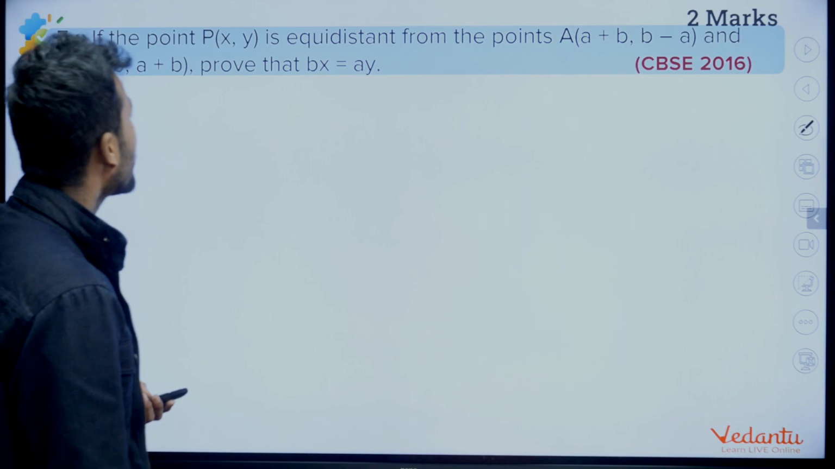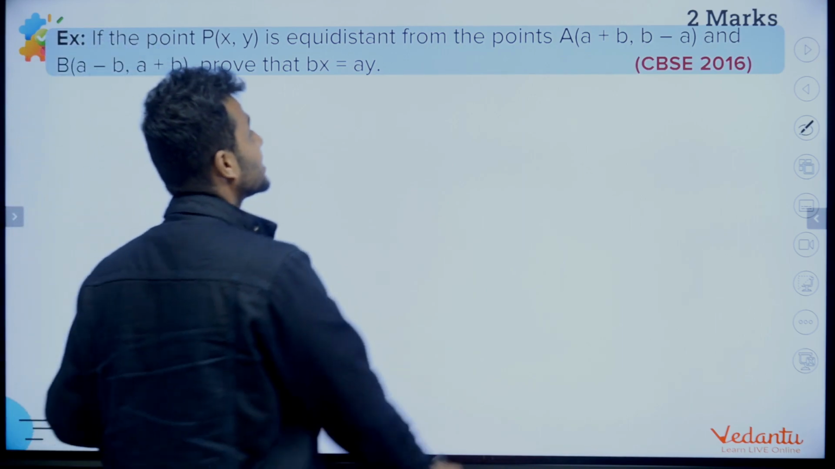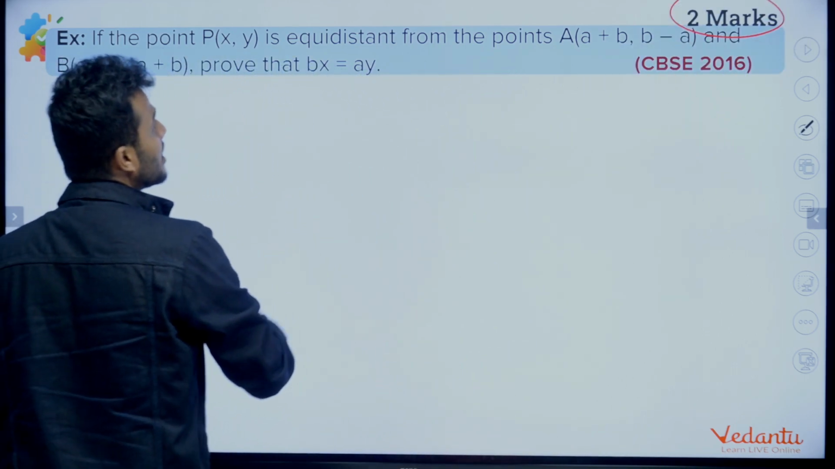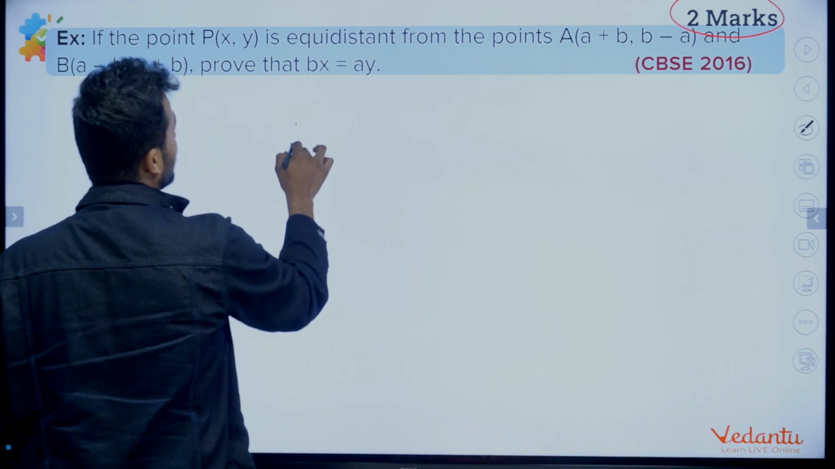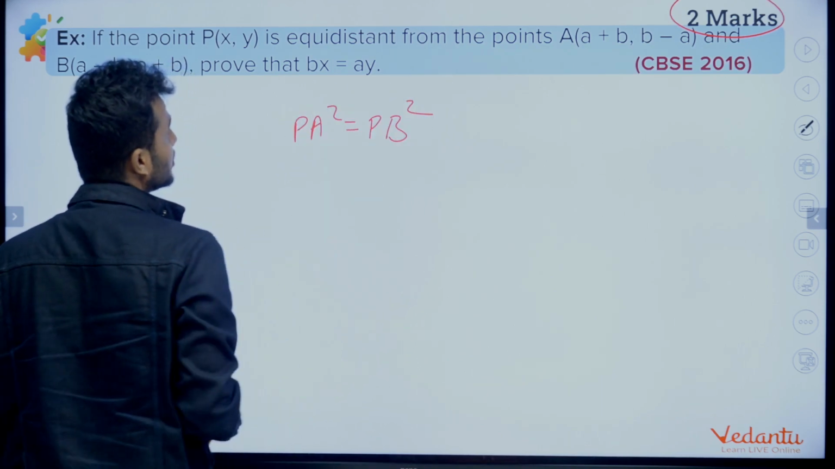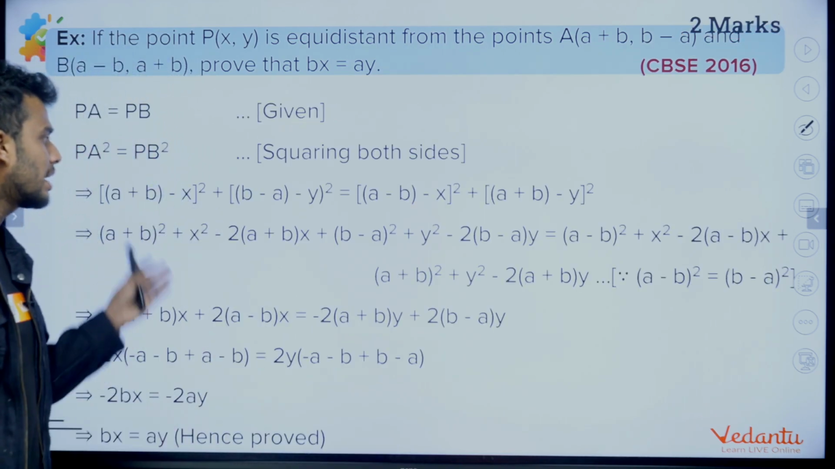Then next question: if the point is equidistant from the points A and B, prove that BX is equal to AY. 2 marks question, guys. BX is equal to AY. If equidistant means PA square is equal to PB square, then solve that. Solve that, you get the answer. PA square is nothing but this one, A plus B whole square, this one.